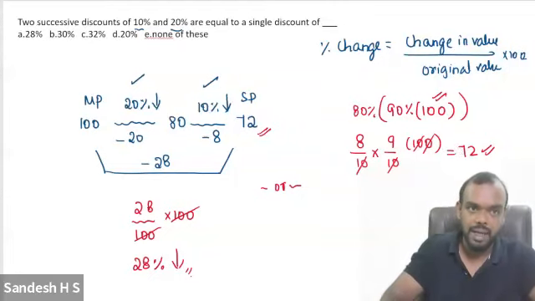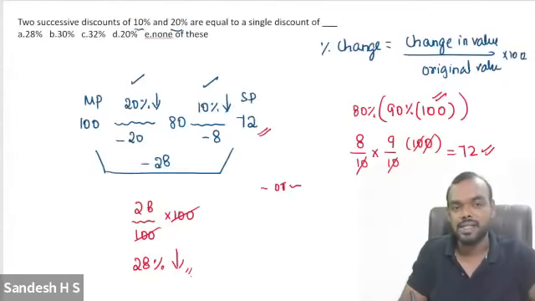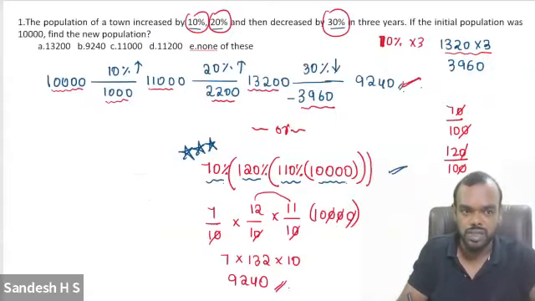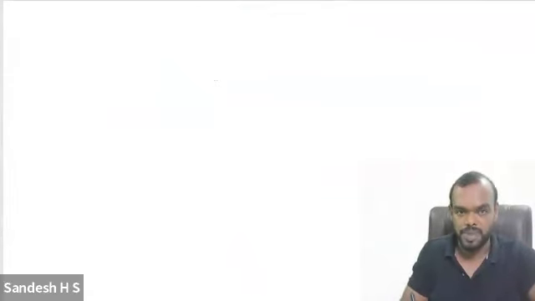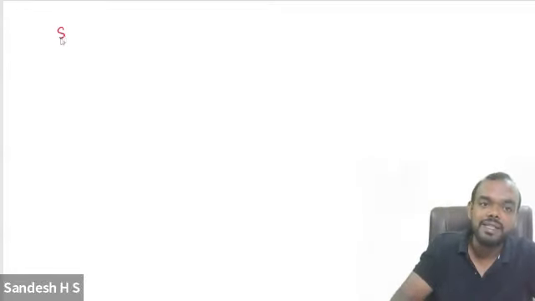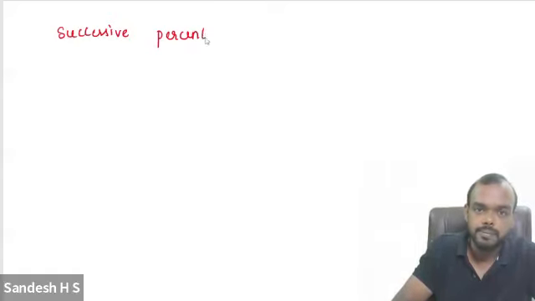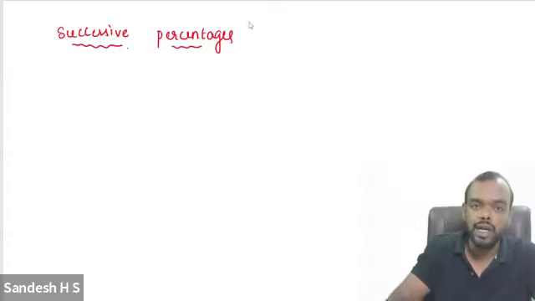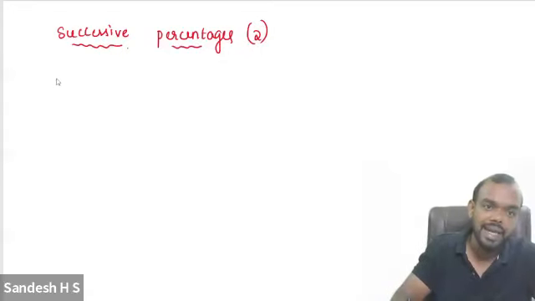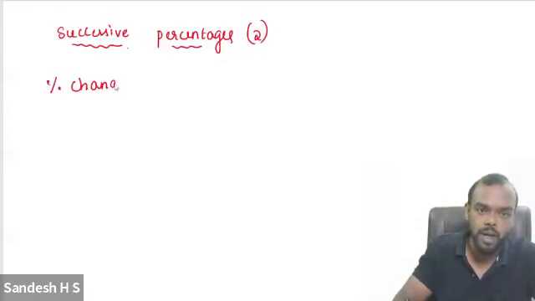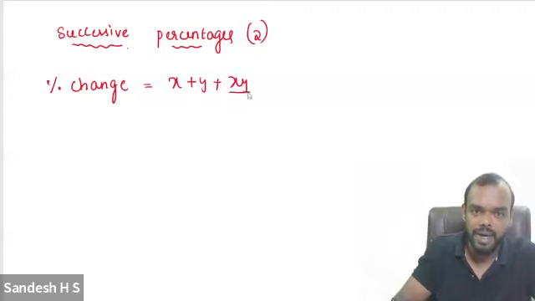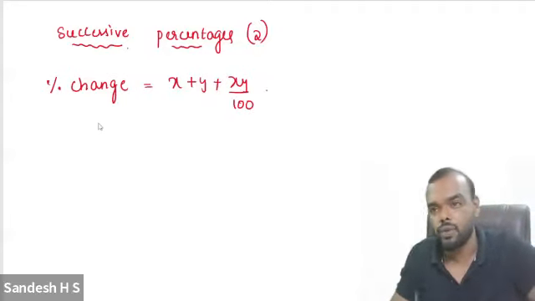Okay. Now, observe this carefully. Very, very important. We call them successive percentages. Even this concept, everything. These are successive percentages. Whenever successive percentages are given, and that too only 2 are there, you can calculate percentage change with the formula x plus y plus xy by 100 directly. This formula will give you the direct answer.